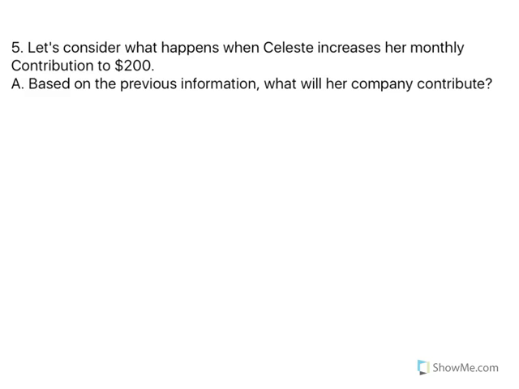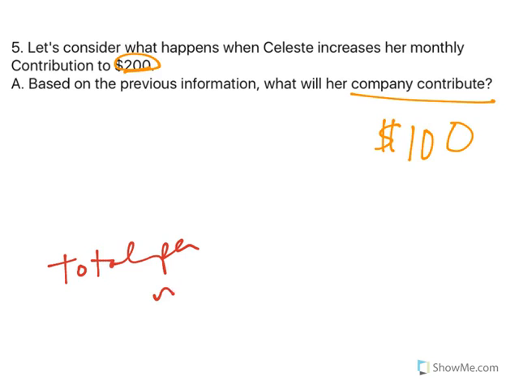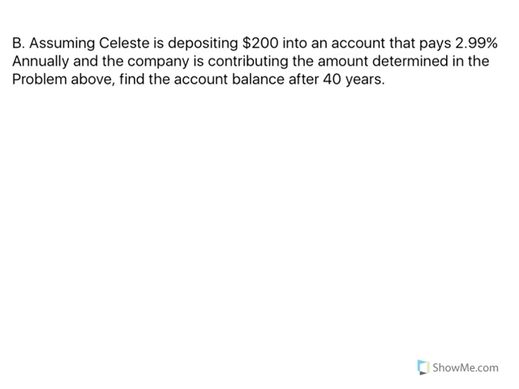Number 5. Let's consider what happens when Celeste increases her monthly contributions to $200. So she's got extra money, so she's okay. How much will her company contribute if she increases hers to $200? Well, the company will then contribute $100 because remember they're a 50% match. They put in half of what she does. So total per month would be $300. $200 from Celeste, $100 from the company.